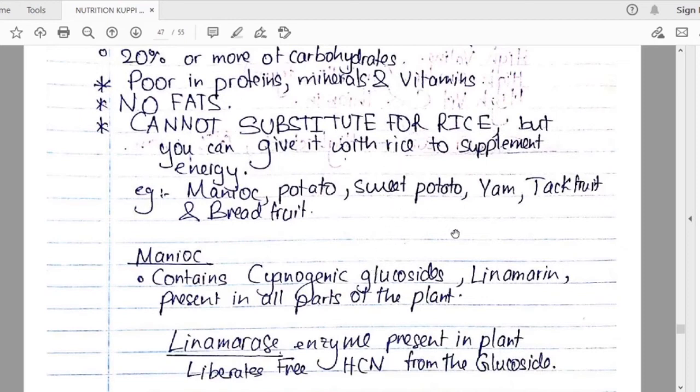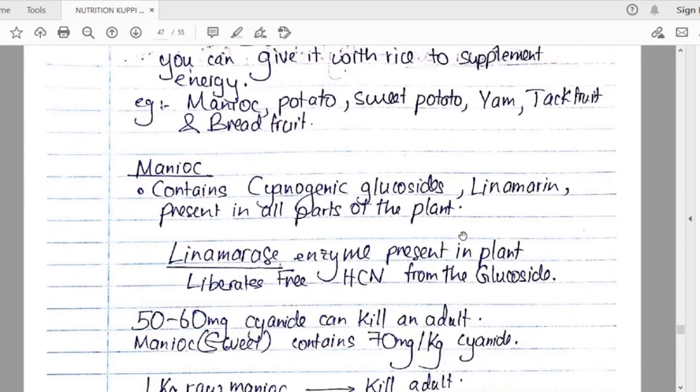Manioc, potato, sweet potato, yam, jackfruit and breadfruit. Manioc contains cyanogenic glucosides, linamarin, which is present in all parts of the plant. That is called linamarin.